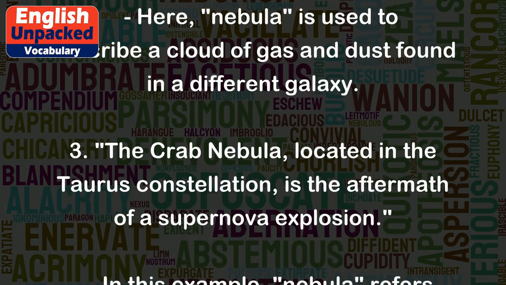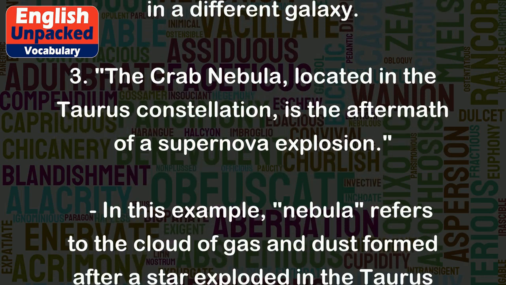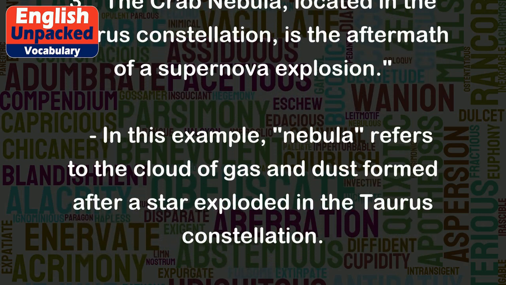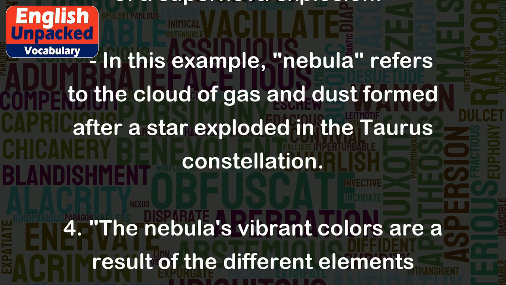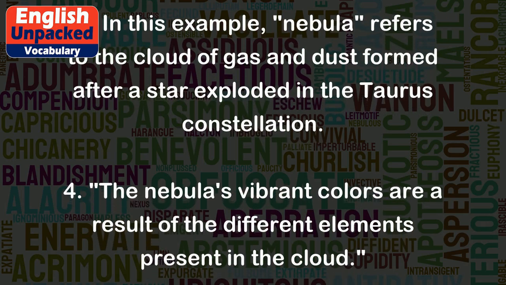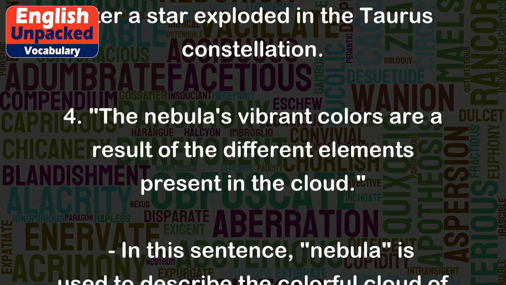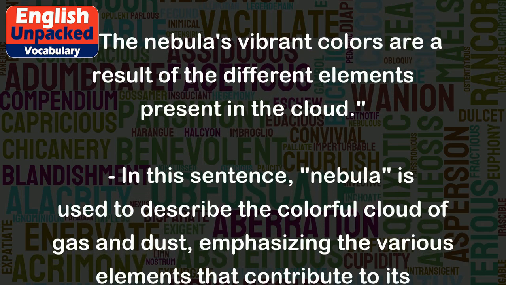3. The Crab Nebula, located in the Taurus constellation, is the aftermath of a supernova explosion. In this example, nebula refers to the cloud of gas and dust formed after a star exploded in the Taurus constellation. 4. The nebula's vibrant colors are a result of the different elements present in the cloud.